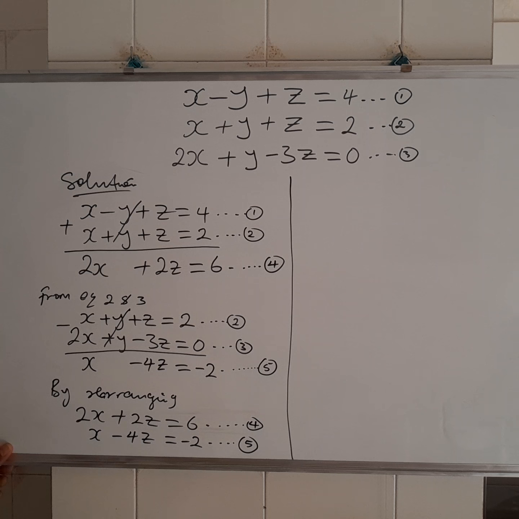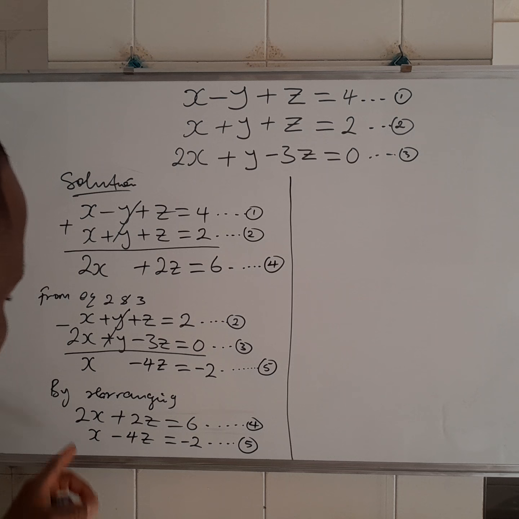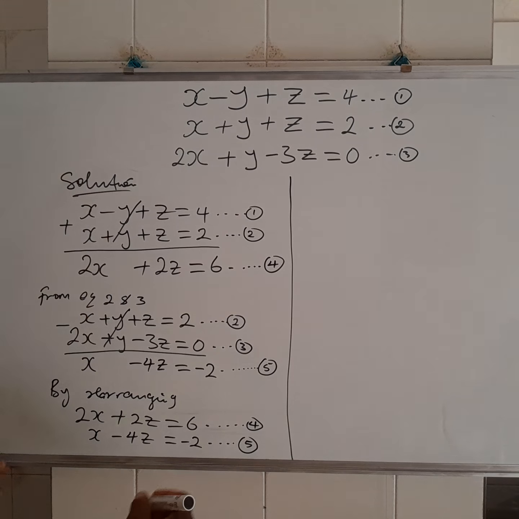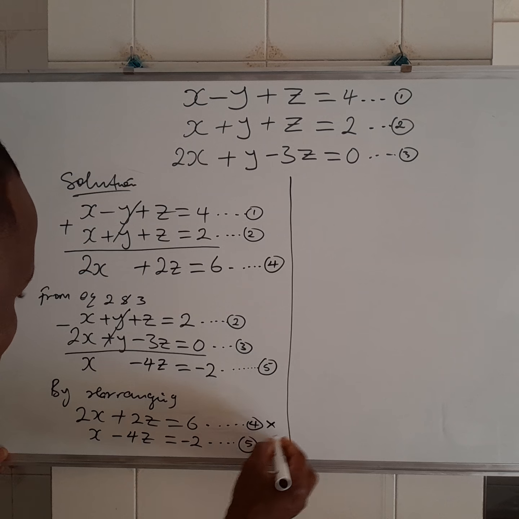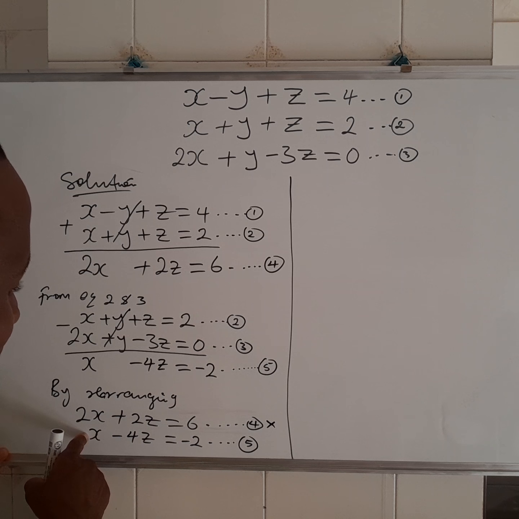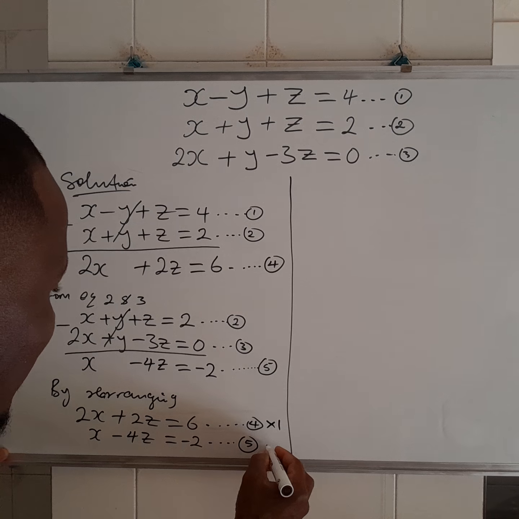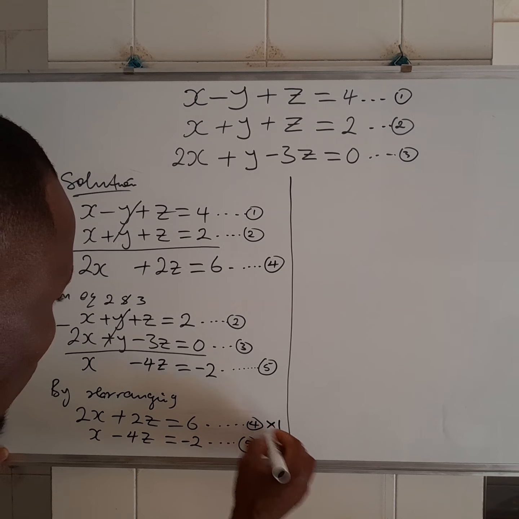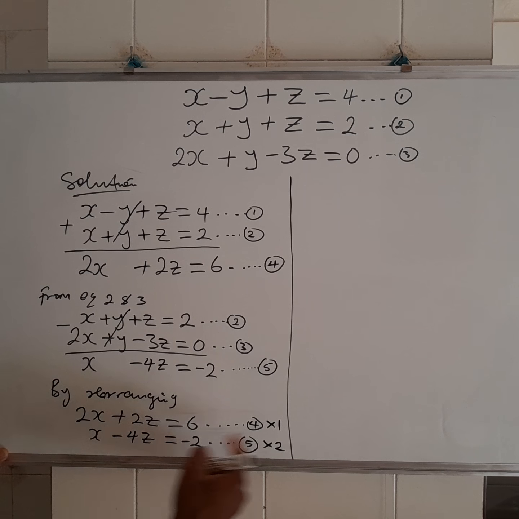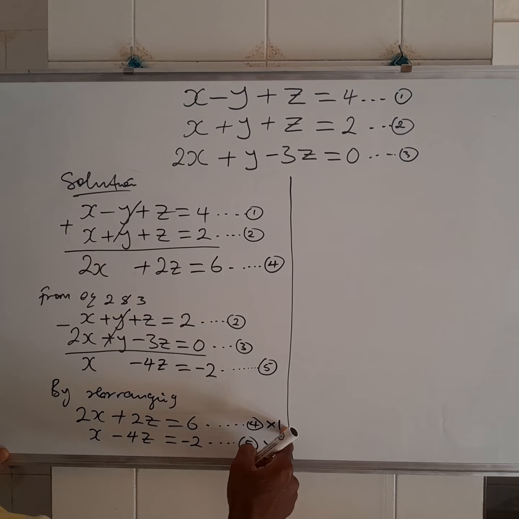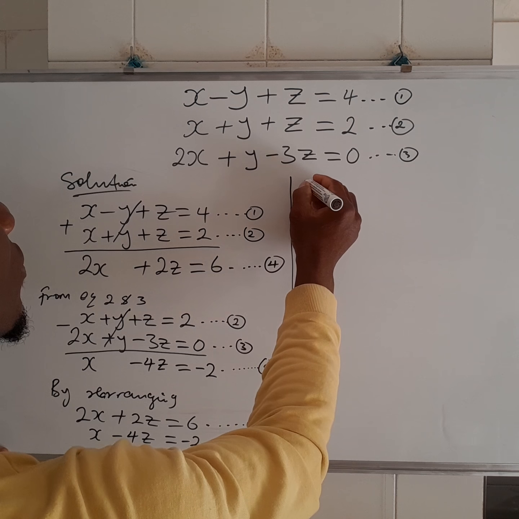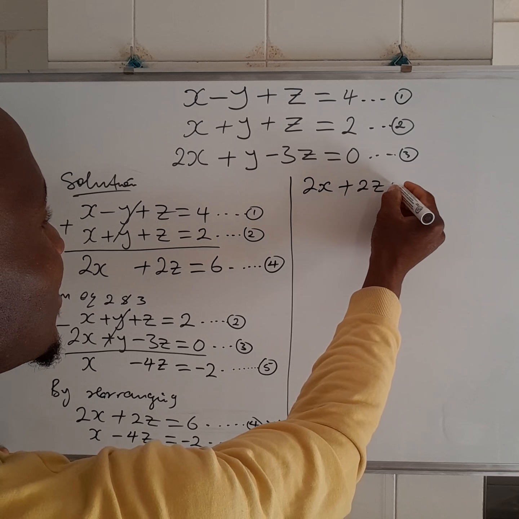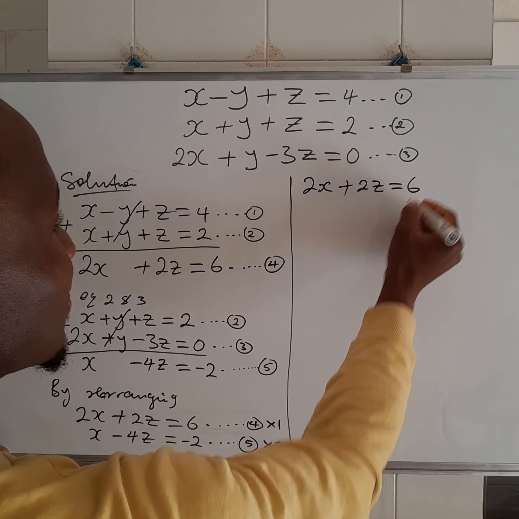So from here, let us eliminate x. How do we achieve that? We make the coefficient of x the same so that we can easily eliminate. So what do we do? We multiply equation 4 by the coefficient of x in equation 5, which is 1. Then equation 5 by the coefficient of x in equation 4, which is 2. So let us multiply. We multiply by 1, we have 2x plus 2z equals 6.